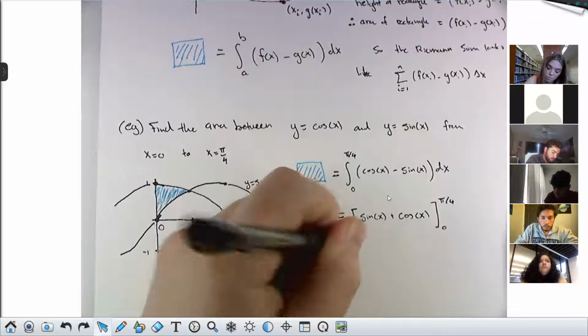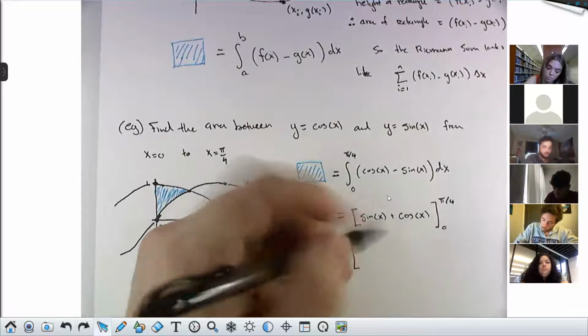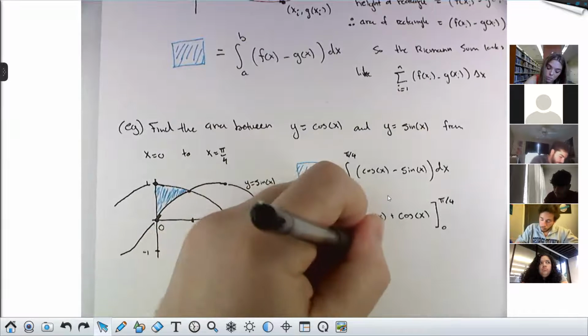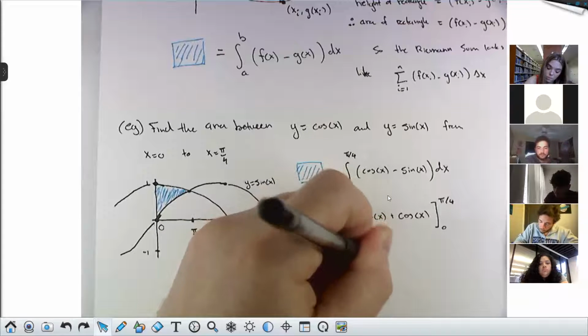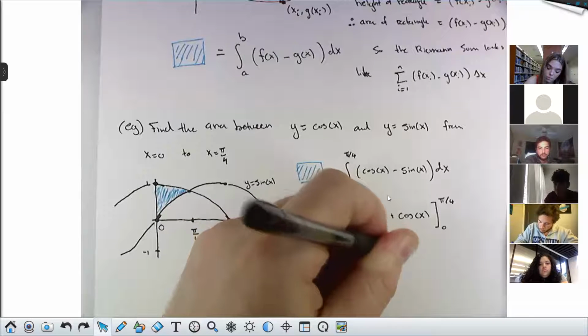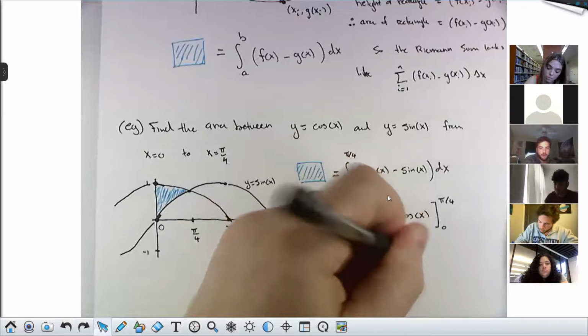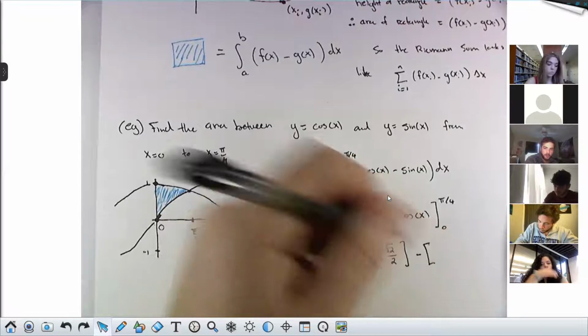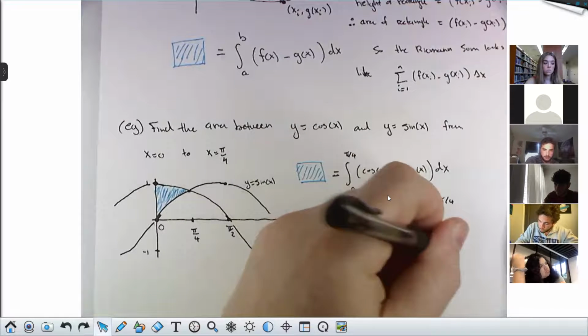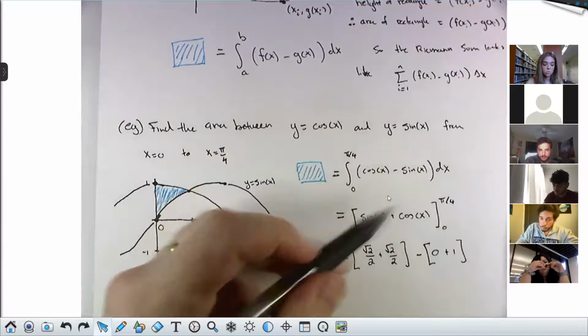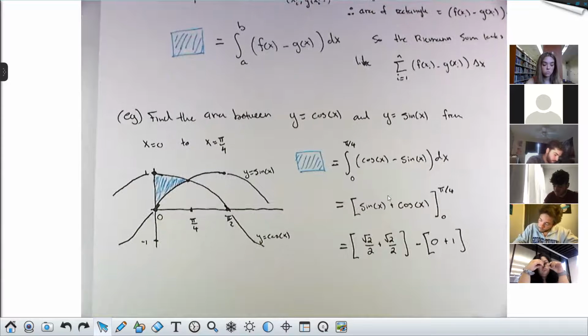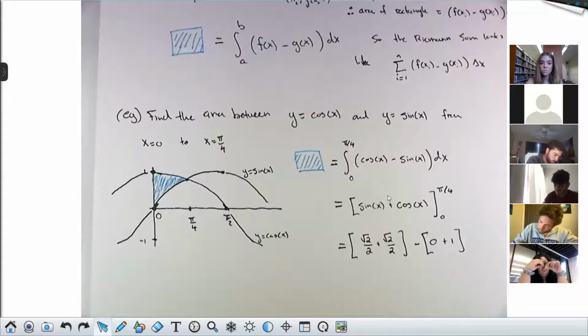And finally, plugging in pi over 4, I know each of these is root 2 over 2. And I'll subtract what we get when we plug in 0, which is 0 plus 1, right? Sine of 0 is 0, cos of 0 is 1. All this basic trig stuff, you gotta know cold, right? There's no room for not knowing your unit circle in this class. You must know these things. They need to be like 0 time things.